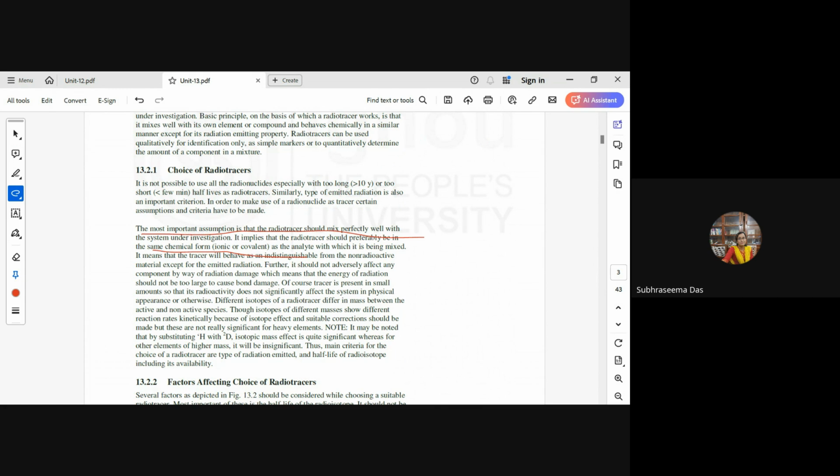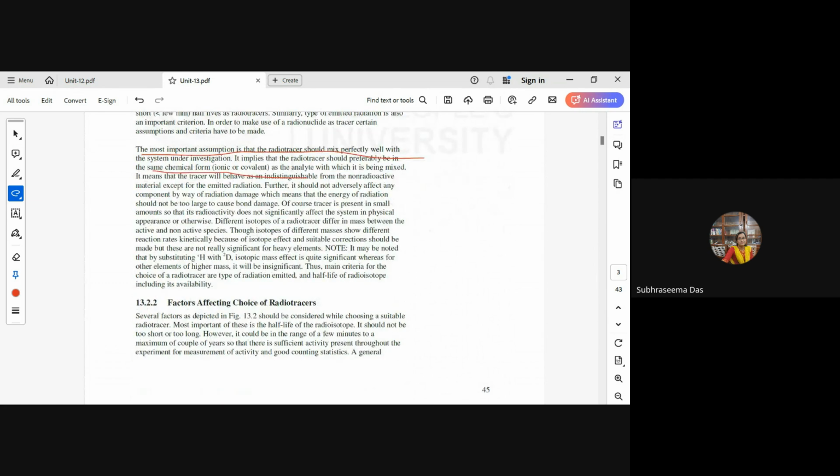So it means that the radio tracer will behave indistinguishably from the non-radioactive element. Different types of radio tracers differ in mass between the active and non-active species. For example, if we take 2H and 3H, the isotopic mass effect is quite significant, but for other elements the mass effect is insignificant. The main criteria for a proper choice of radio tracer are the type of radiation emitted, the half-life of the radio isotope, and also its availability.